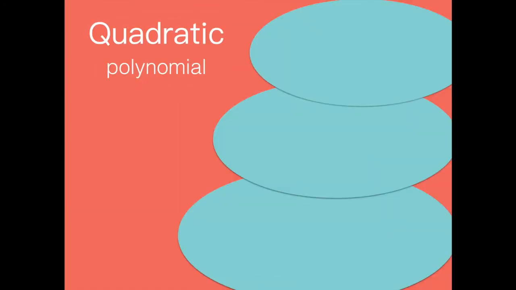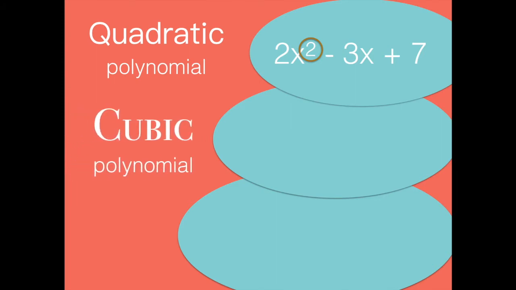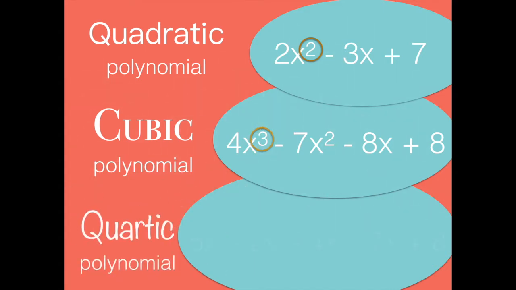A quadratic polynomial has its biggest x with the power of 2. A cubic polynomial has its biggest x with the power of 3. For a quartic polynomial, it has the biggest x with the power of 4.